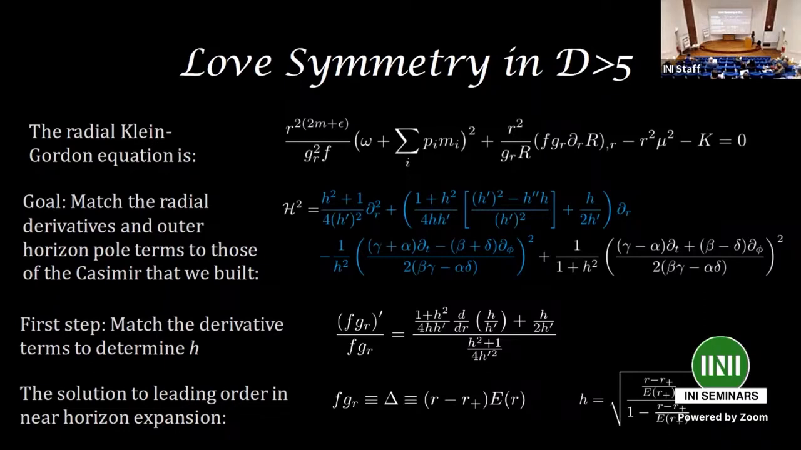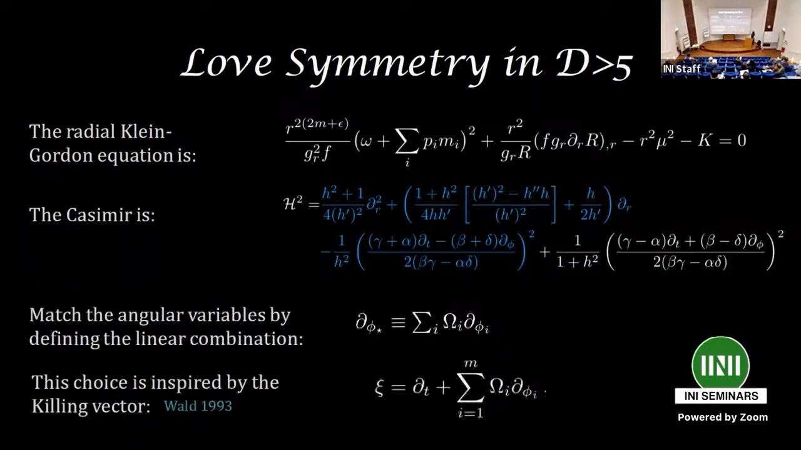For reasons that I will not explain, we're still working on that. But that's to match the radial part. To match the angular part, which phi direction should we privilege? We take a specific combination of phi directions, a linear combination that involves the angular velocity at the horizon. And this choice is inspired by this important killing vector that all our spacetimes have.